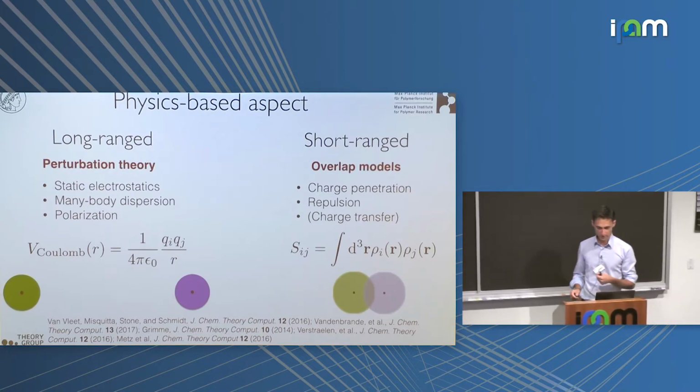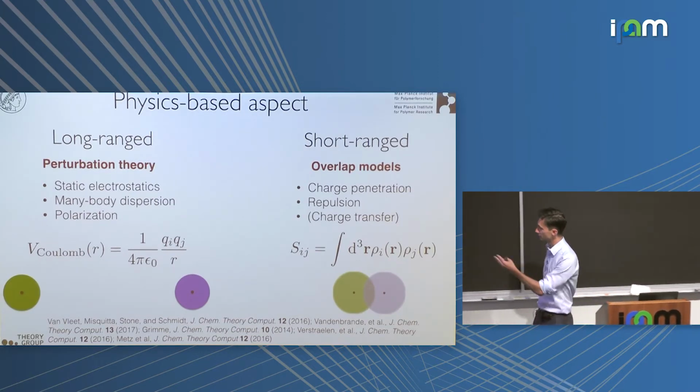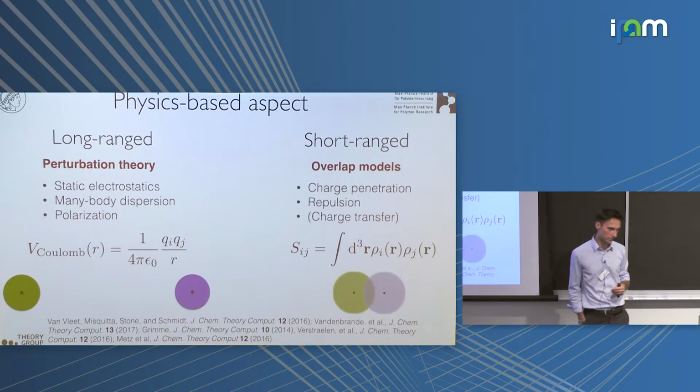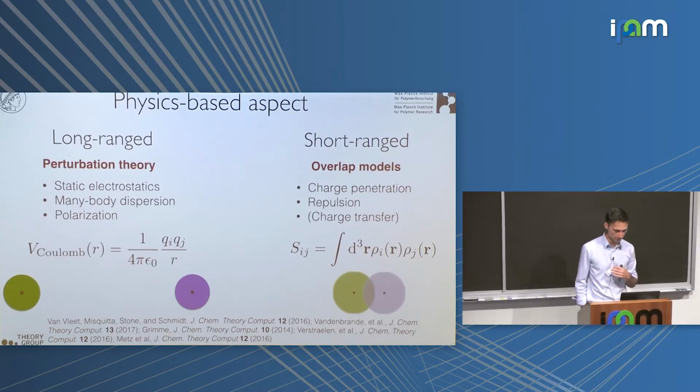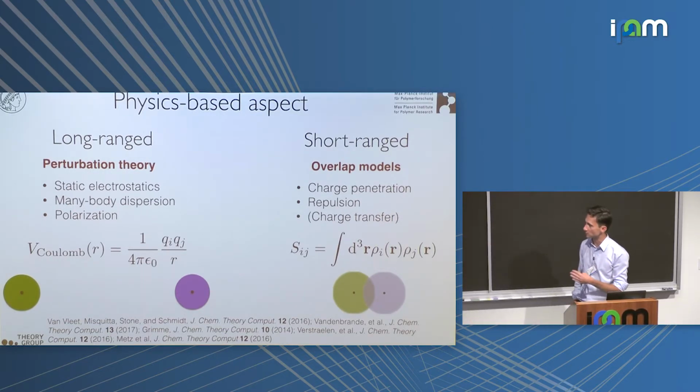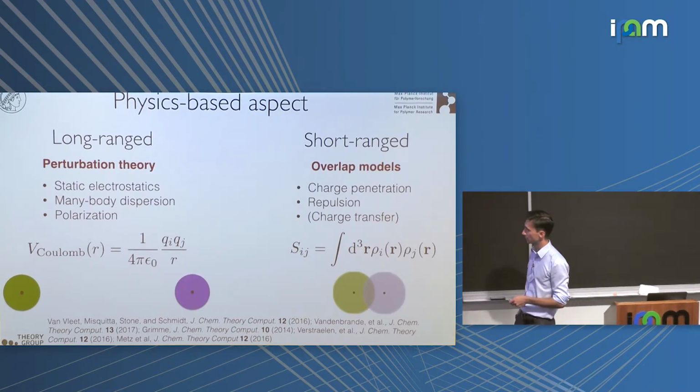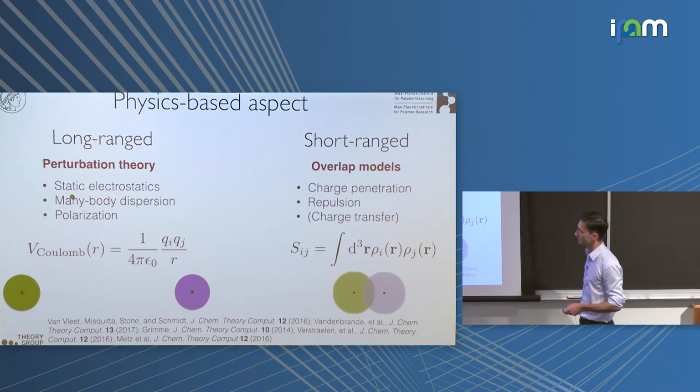And so for these coefficients, you can think about these different interactions in terms of two different physical schemes, one being perturbation theory at long range, and then at short range, you could think of overlap models. Perturbation theory is an extremely elegant framework to derive a number of classical intermolecular interactions, and overlap models are a very useful way to compute short-range interactions by modeling them in terms of the overlap between atomic densities.